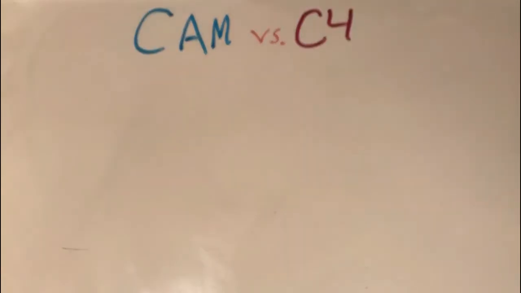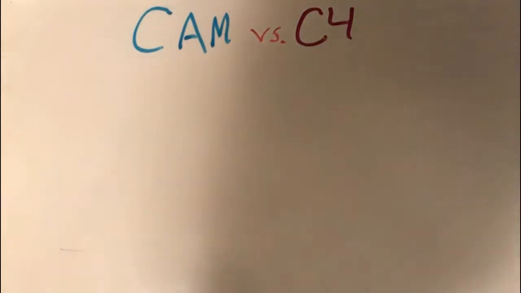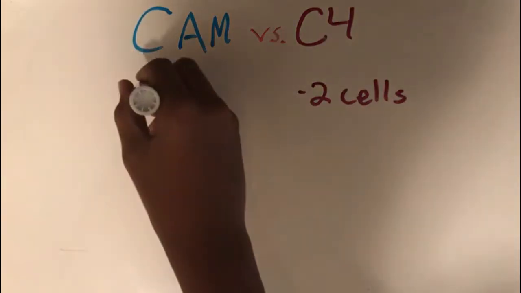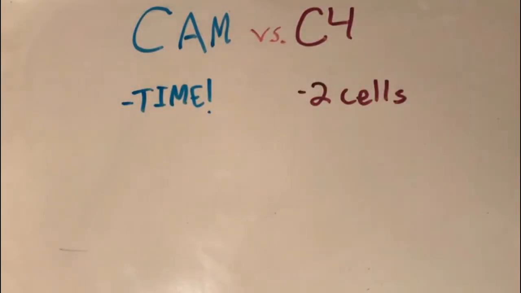Although very similar, CAM and C4 photosynthesis are different. C4 photosynthesis uses cells to separate the processes of carbon fixation, while CAM uses time to separate the processes of carbon fixation.